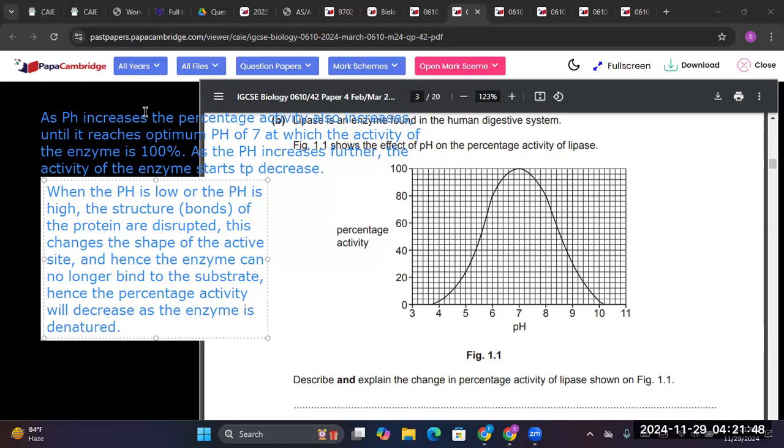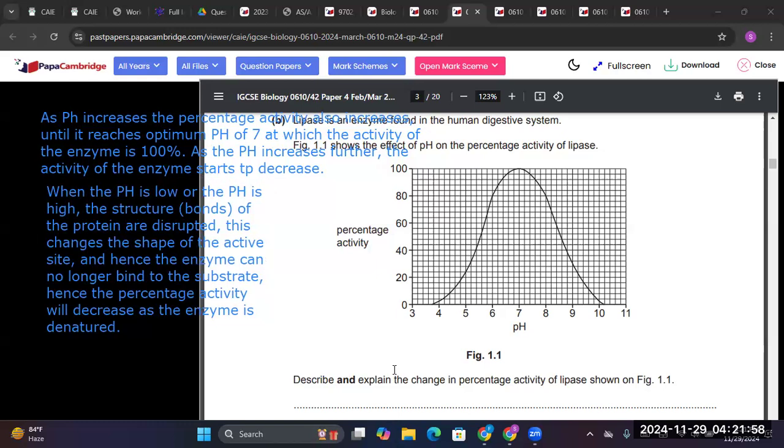So the first point is your description. Divide this so that almost half the marks, 3 marks, are for description and 3 marks are for the explanation. Your description is that as the pH increases, the percentage activity increases until the optimum pH, at which maximum activity is seen. And as the pH continues to increase, the activity will decrease. So description, then the explanation.